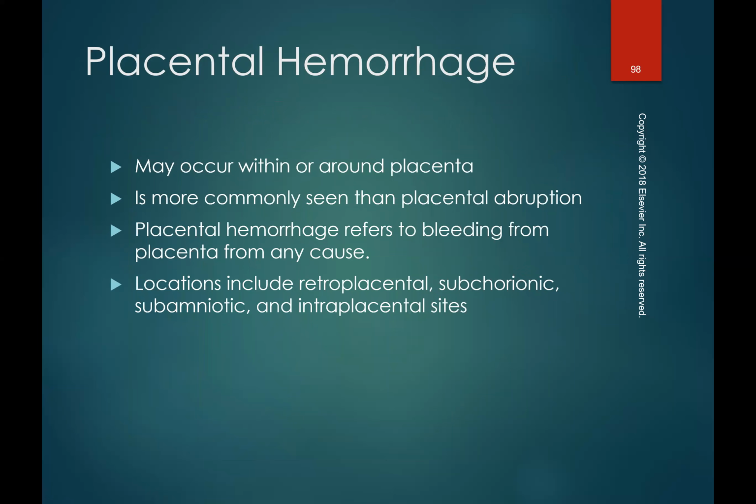Okay, so we're getting close to the end, but the next thing I want to talk about is placental hemorrhage. It may occur within or around the placenta. It's more commonly seen than a placental abruption. And it usually occurs a lot in the first trimester, and it refers to bleeding from the placenta from any cause. So it can be retroplacental, subchorionic, subamniotic, or intraplacental sites.